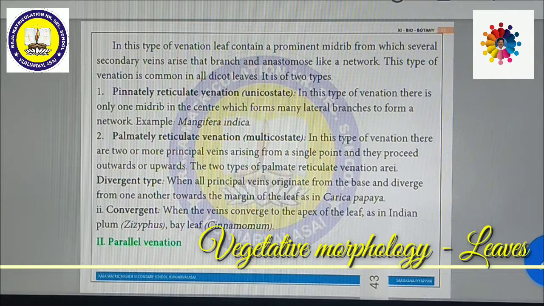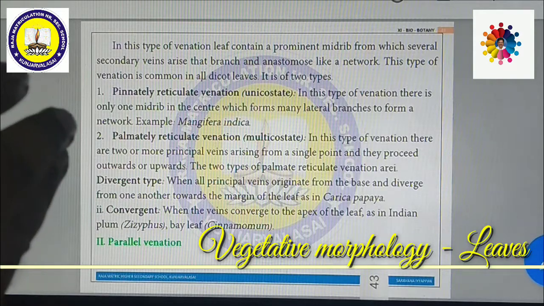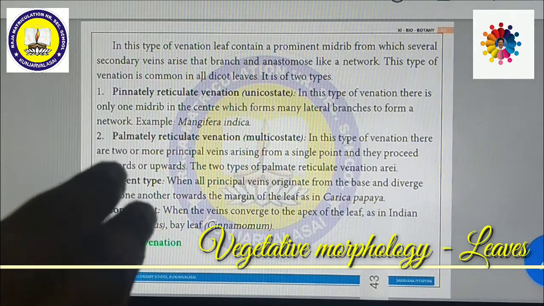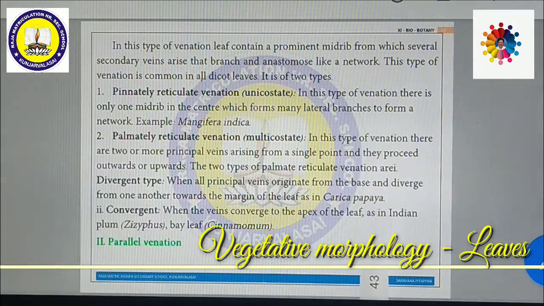When all principal veins originate from a base and diverge from one another towards the margin of the leaf, as is present in Carica papaya. Papaya plant, if you see, this type of venation you can witness.